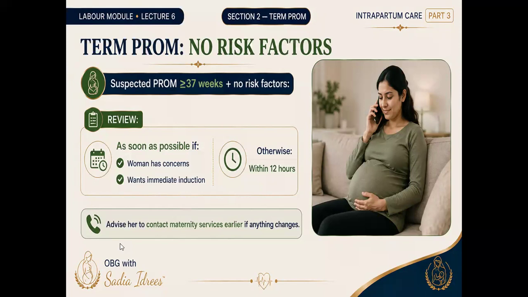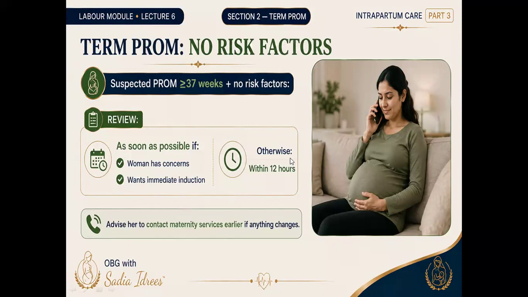What happens now? If she has concerns or she would like immediate induction of labor, arrange an in-person review as soon as possible. Otherwise, if there are no risk factors and she is comfortable waiting, she should be reviewed within 12 hours. So that's an important number: suspected term rupture of membranes with no risk factors, reviewed within 12 hours. And of course, she should be told to contact maternity services earlier if anything changes.